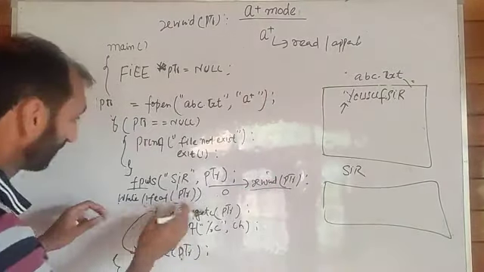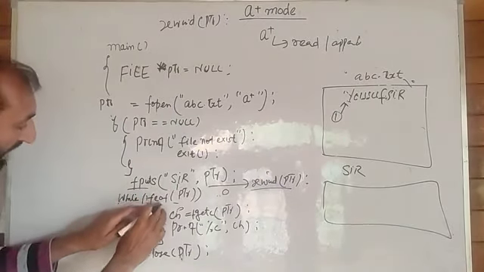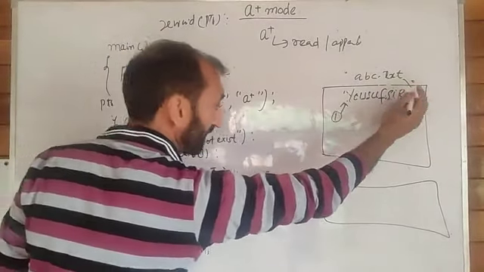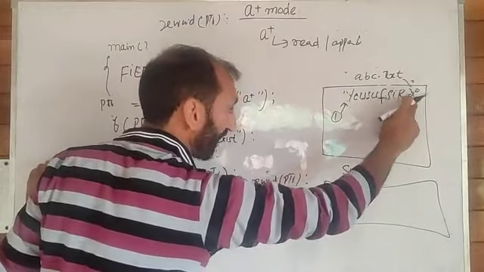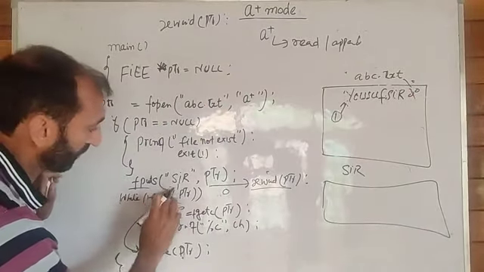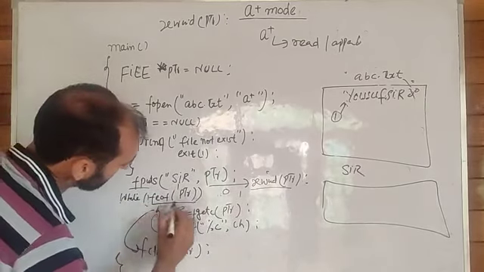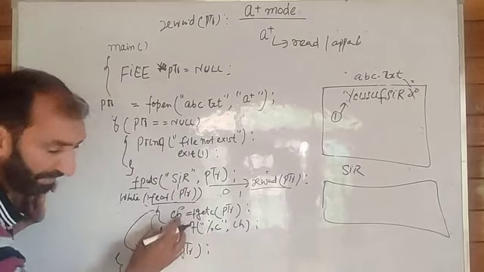You are the witness, now the pointer is here only. So while not feof: the file pointer is not at the end of the file, it is at the beginning. So feof will return 0, and the logical not will convert 0 into 1. Now this condition is true and it will enter here.